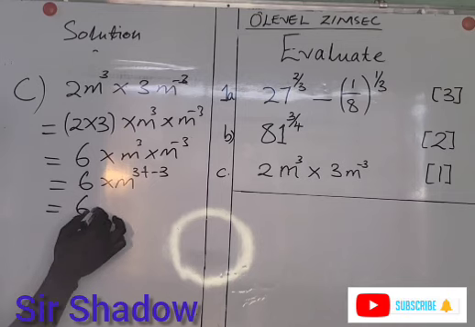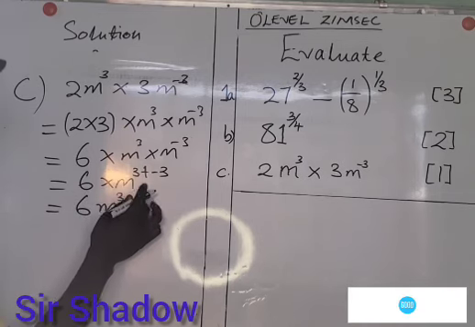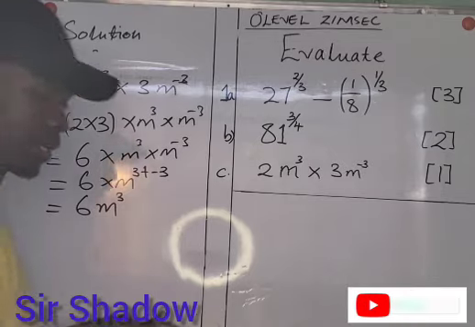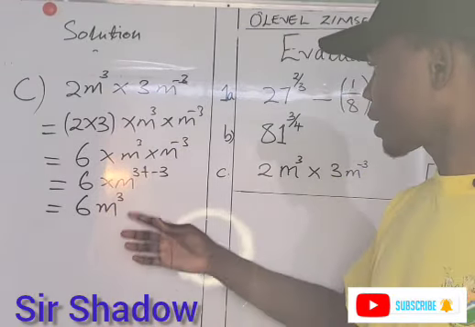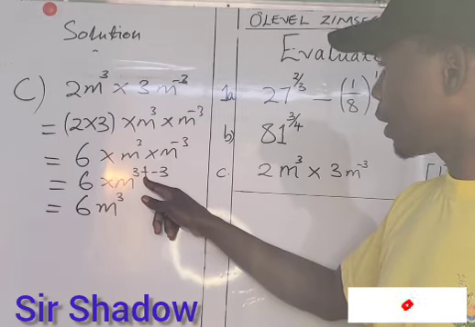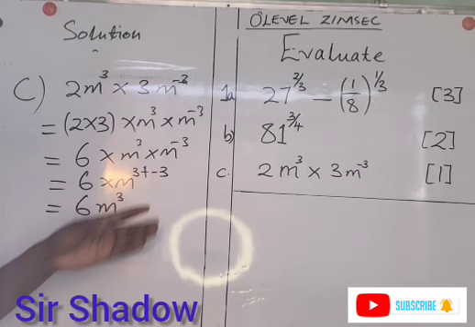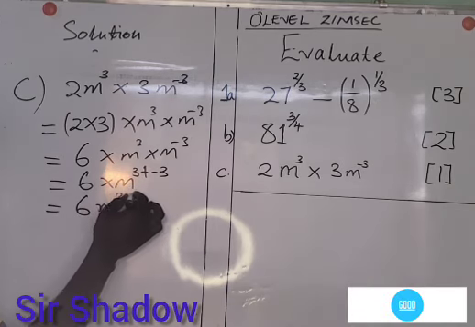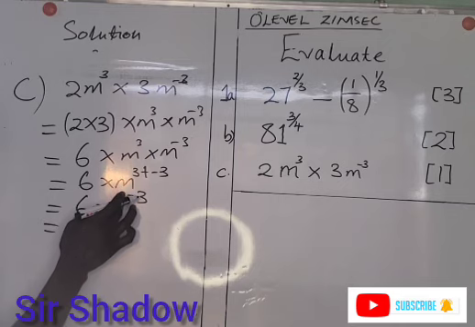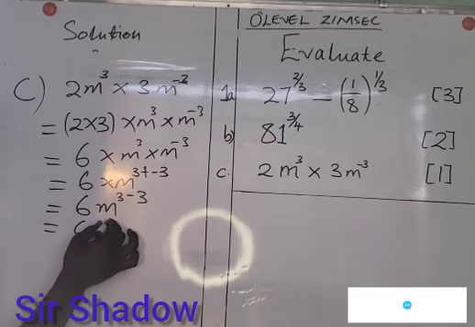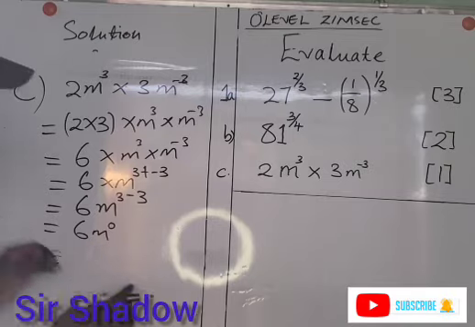It becomes 6m, then 3 plus negative 3, applying the concept of directed numbers. If a positive is mixed with a negative, it becomes a negative. So we are saying 6m, 3 minus 3 gives us 0. But we are not yet done.